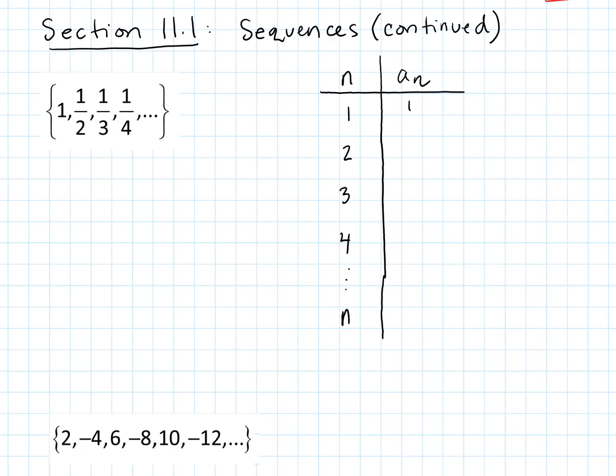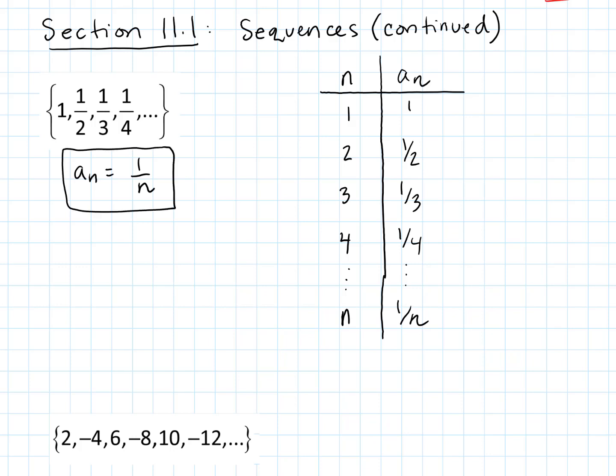So we've got 1, 1/2, 1/3, and I think this one is pretty obvious. By the time we get to the nth term, the a sub n definition would be 1 over n. So we could say a sub n equals 1 over n is one way to express it. The assumption here is that the index starts at 1 and increases. We don't have to write that.